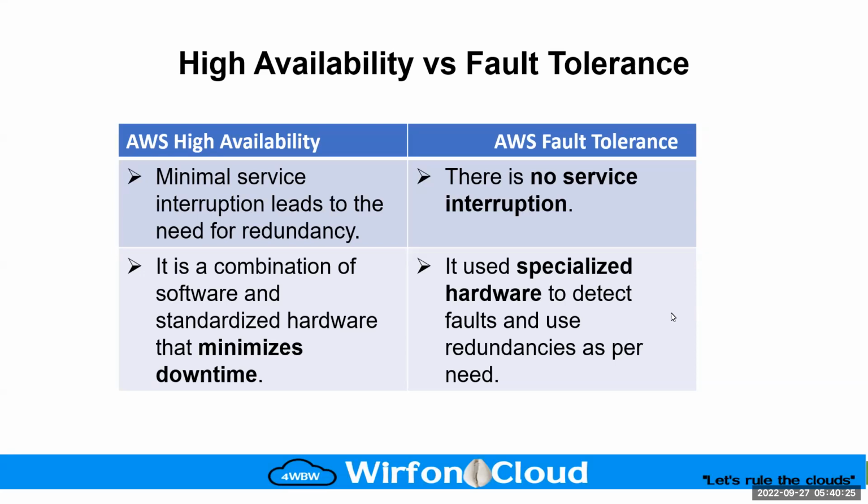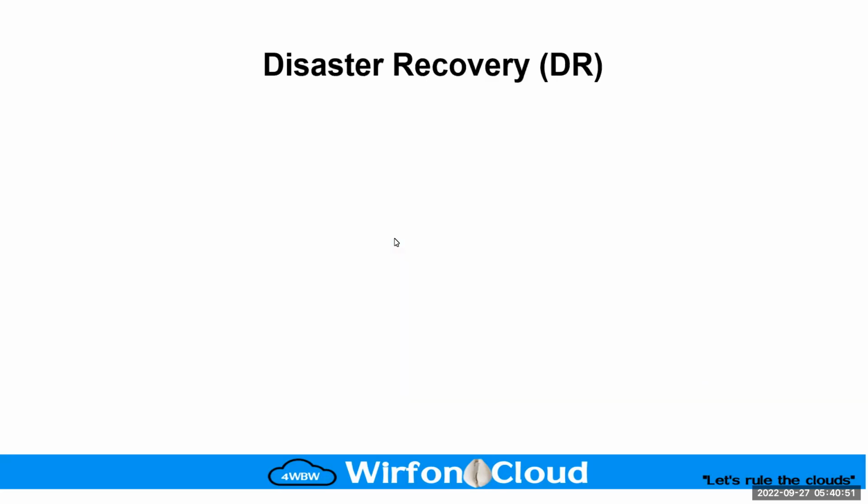And what I recognize is that high availability can be more costly. Going back to our analogy of the car, you have a car with four wheels, and you still have to have an extra wheel at the back of your car. So that's it for availability and fault tolerance. Let's go to disaster recovery.